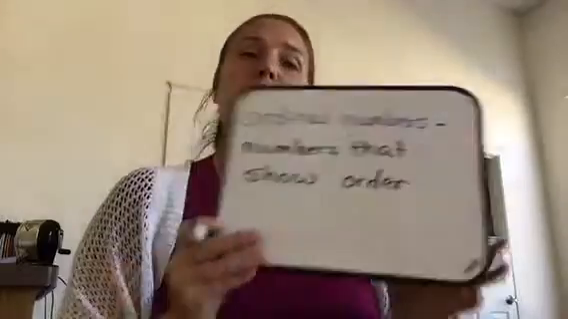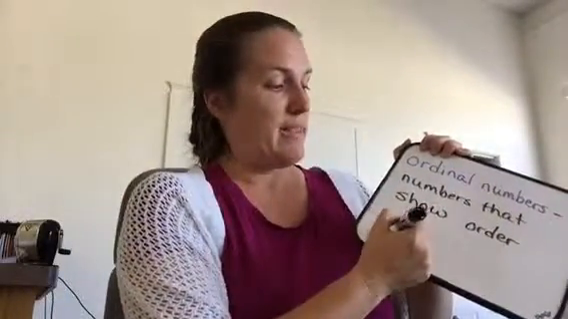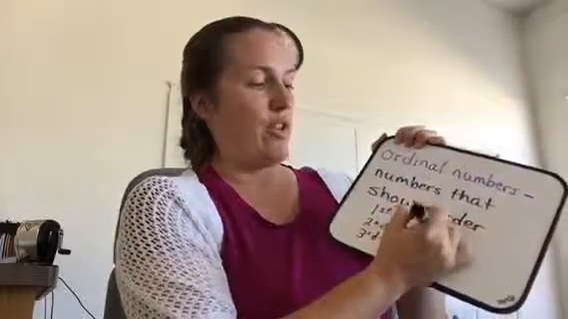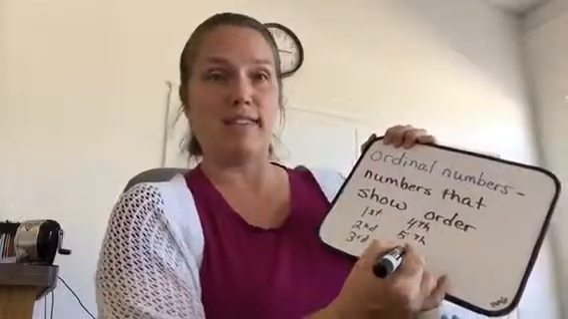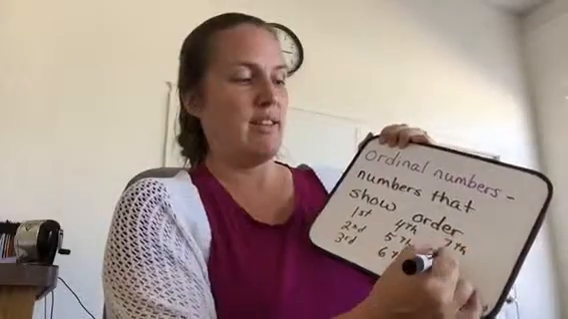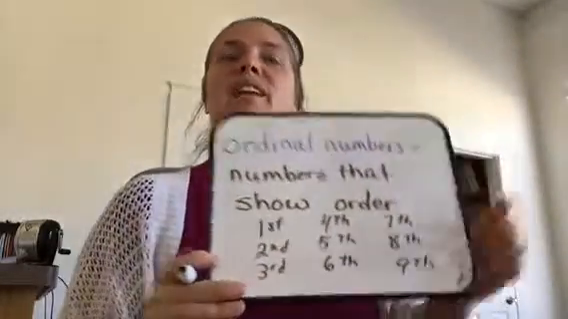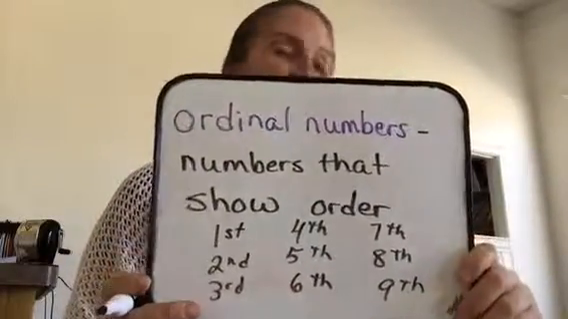Ordinal numbers. They show order, and they're words like first, second, third, fourth. I bet you know what the next one is. Fifth, and the next. That's right, it's sixth, seventh, eighth, ninth, and so on. Now the tricky part is when you're trying to figure out where someone is in order.